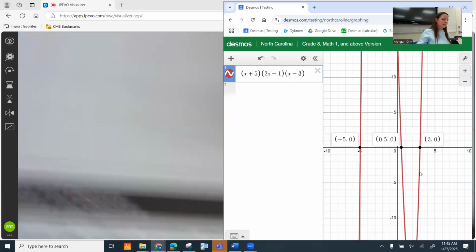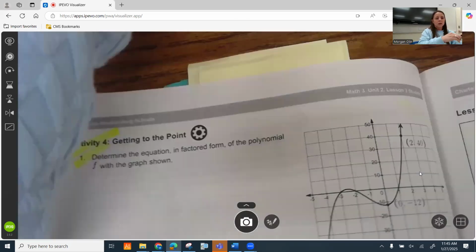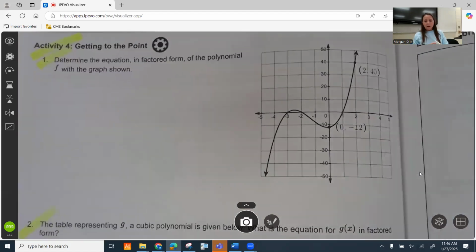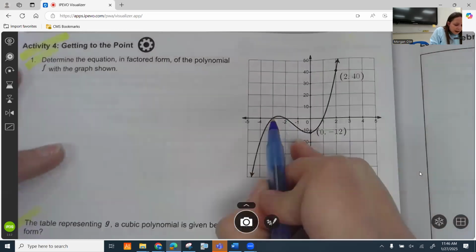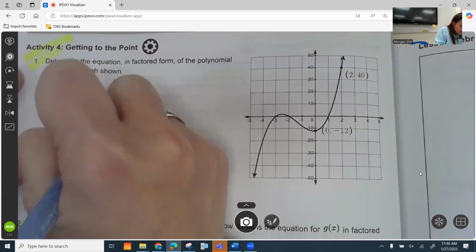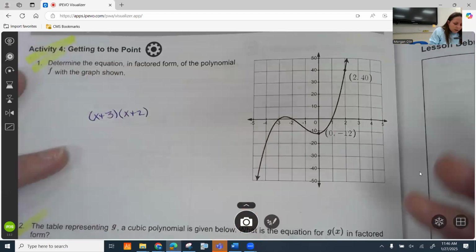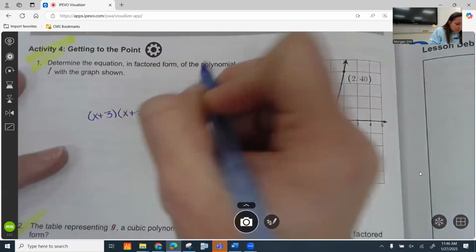All right, moving on. Let's turn to page 164, flip it over one page. Now determine the equation in factored form of the polynomial. All right, so here we go. Now, one of the things I see here, -3 is a root, so x plus 3 is a factor. -2 is a root, so x plus 2 is a factor. All right, 1 is a root, so what's a factor? Think opposite, x minus 1.